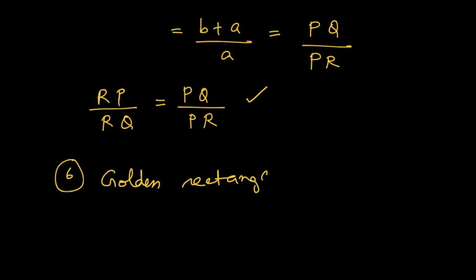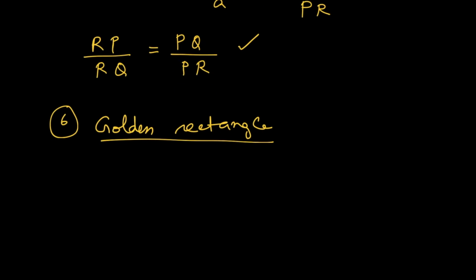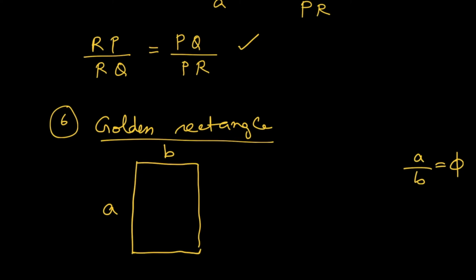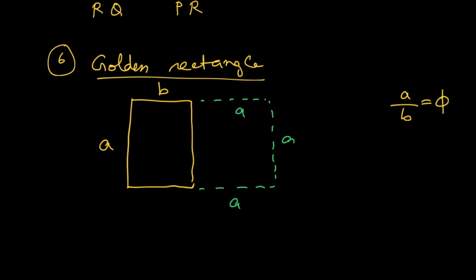Golden rectangle: a rectangle whose sides are in the ratio of the golden ratio. So if A by B is phi, the interesting property is that if you place a square adjacent to it, thus creating another rectangle, the ratio of sides of the new rectangle will be (A plus B) by A. Since A by B is phi, this is nothing but 1 plus 1 by phi.